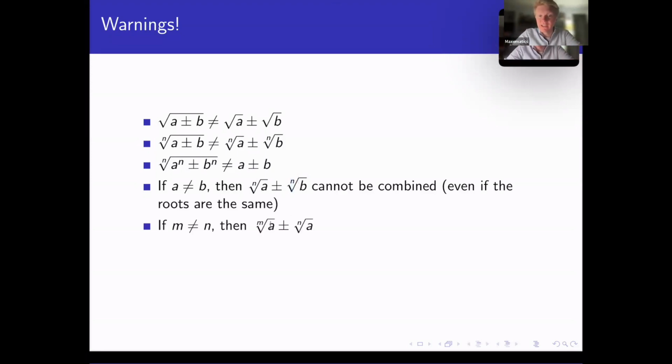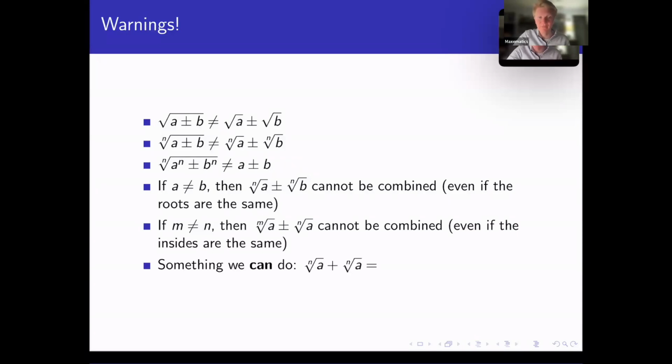Likewise, let's say the insides are the same, but the roots aren't the same. We are not allowed to combine them via addition or subtraction, even if the insides are the same. The only time we can combine via addition or subtraction is when the roots are the same. So we have n and n. Roots are the same. That's good. A and A. Oh, the insides are the same. That's good too. So if the roots aren't the same, can't combine.